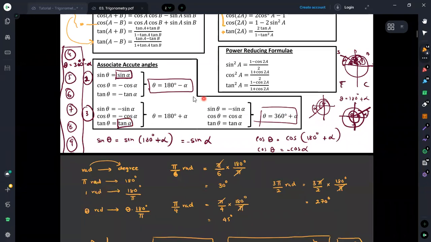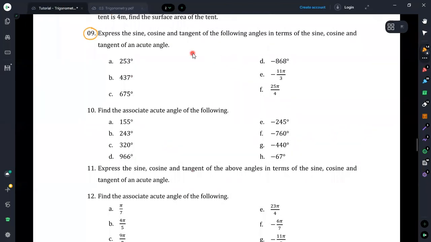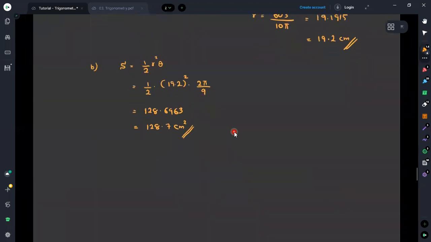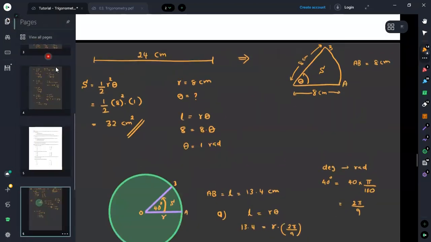Therefore, using these concepts, we are asked to find the associated acute angles, as well as write them in terms of the values of sine, cosine and tangent of these acute angles. Now we will move on to the discussion of that exercise.